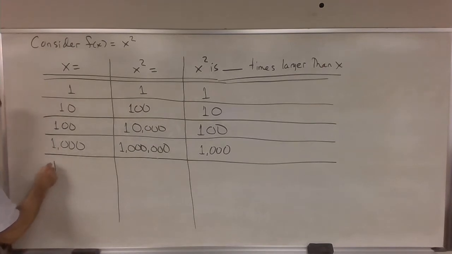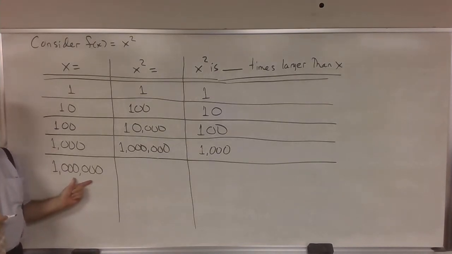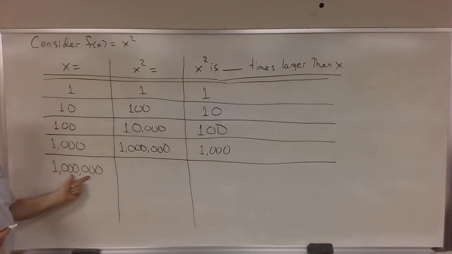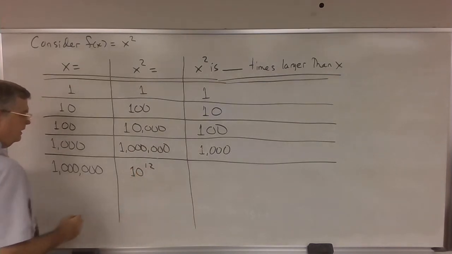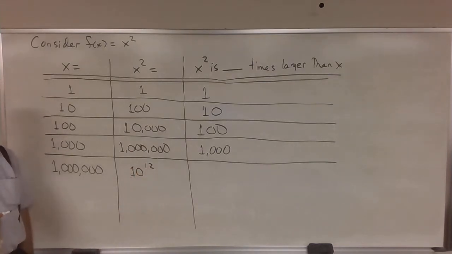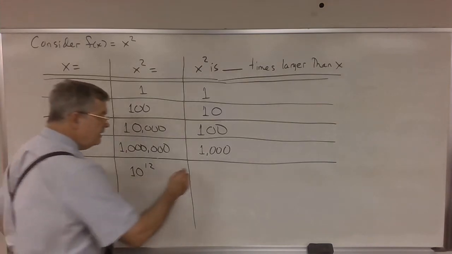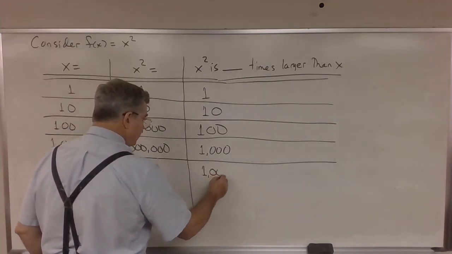Okay, we're going to make x equal to 1,000,000. Now I really have to use scientific notation. This is 10 to the sixth. X is 10 to the sixth. So x squared is going to be 10 to the 12th. And let's see, 10 to the ninth is a billion, 10 to the 12th is a trillion. So when x is 1,000,000, x squared is 1,000,000 times larger than x.